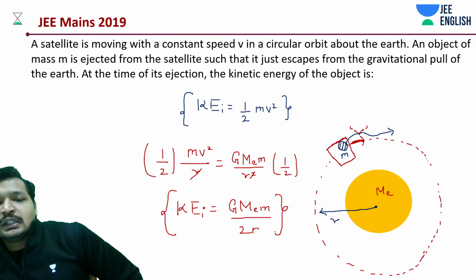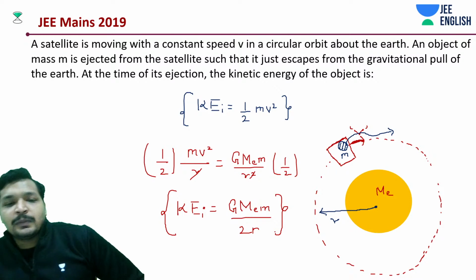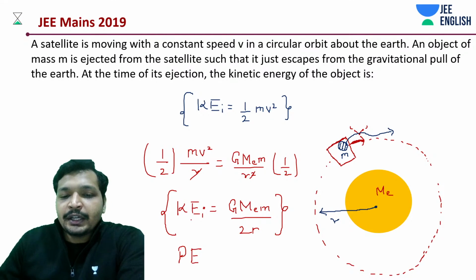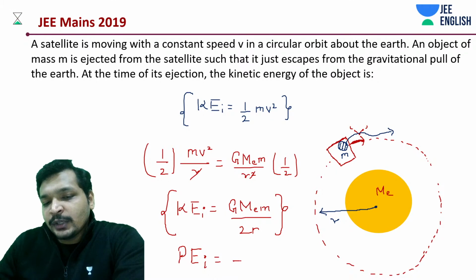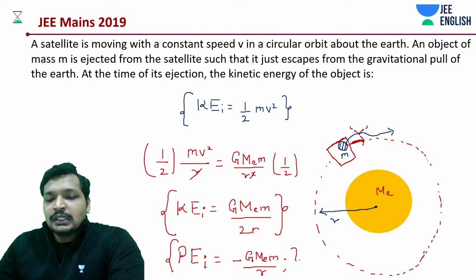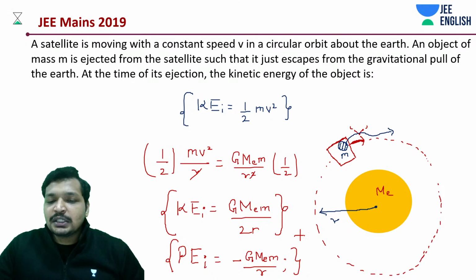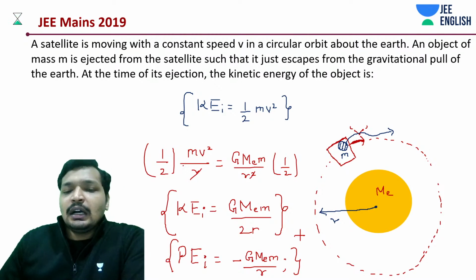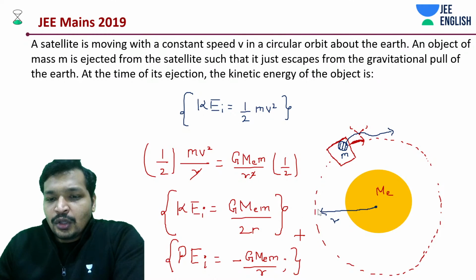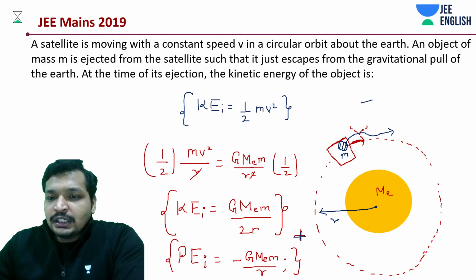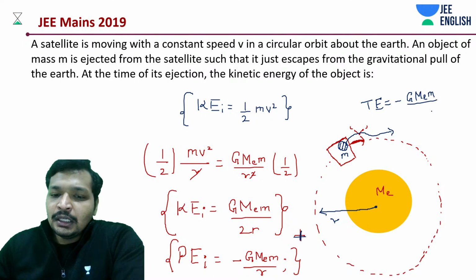What is the other thing that we should know to solve this problem? That is your potential energy. Potential energy is very simple, and total energy is going to be the negative of kinetic energy. That is also one of the ways of understanding. Potential energy is how much? Minus G M_e m by r. Okay, we have both of them. Just add them up, you'll get the total energy. It's going to be the same magnitude as kinetic energy, but with a negative sign. Initially the total energy of this object is minus G M_e m by 2r.